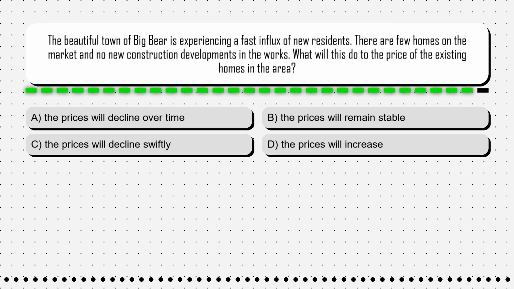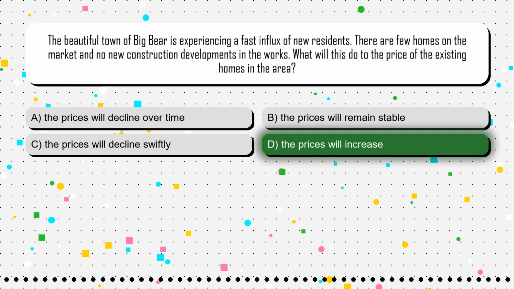Question 21. The beautiful town of Big Bear is experiencing a fast influx of new residents. There are few homes on the market and no new construction developments in the works. What will this do to the price of the existing homes in the area? Option A, the prices will decline over time. Option B, the prices will remain stable. Option C, the prices will decline swiftly. Option D, the prices will increase.